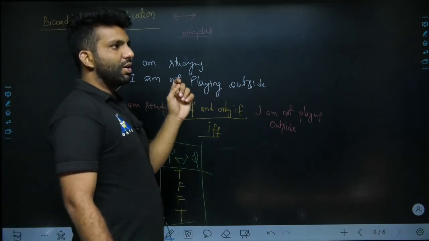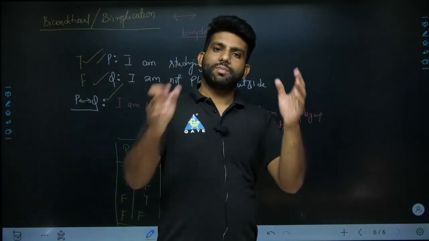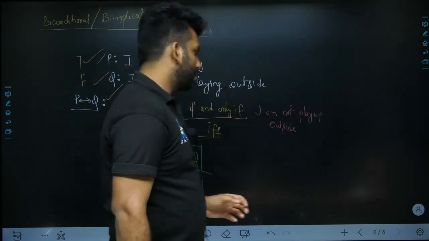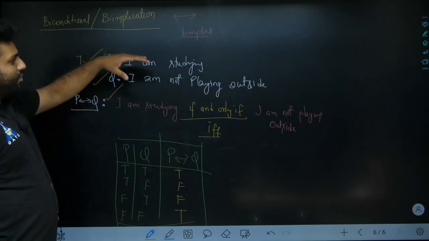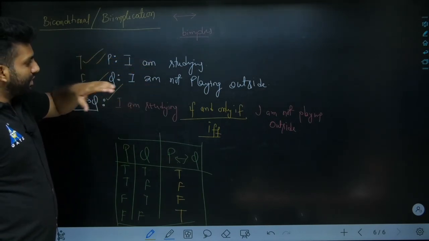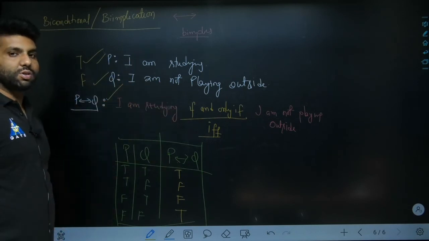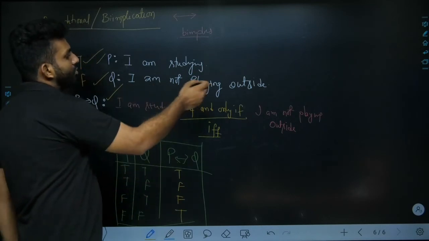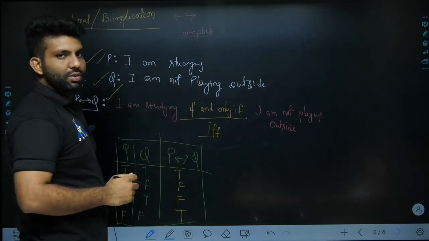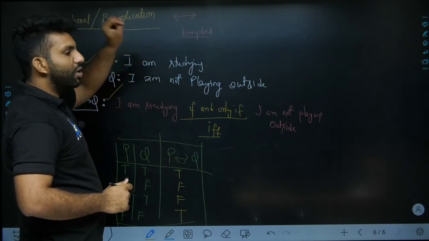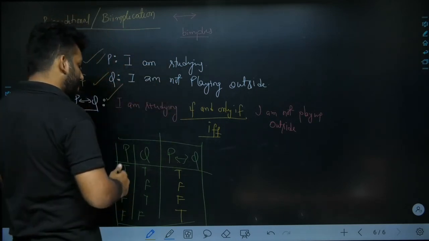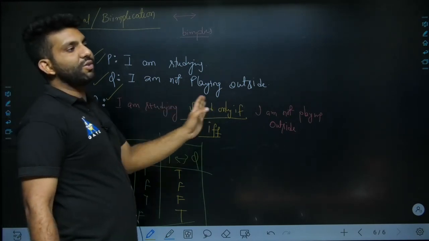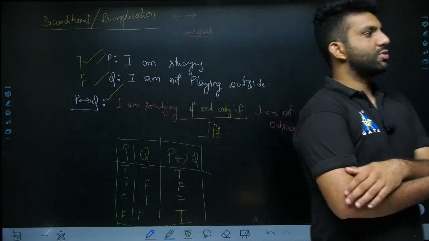I am studying if and only if I am not playing outside. That means if studying, not playing outside. If not playing, that means studying. So this is again wrong. And if I say I am not studying, this is also false. And if I say I am not playing outside, this is also false. What does it mean? I am not studying. I am not playing outside is false, that means I am playing outside. I am playing and I am not studying. That means same. So this is again true. So you can also write it as if and only if, IFF. So this was the point.